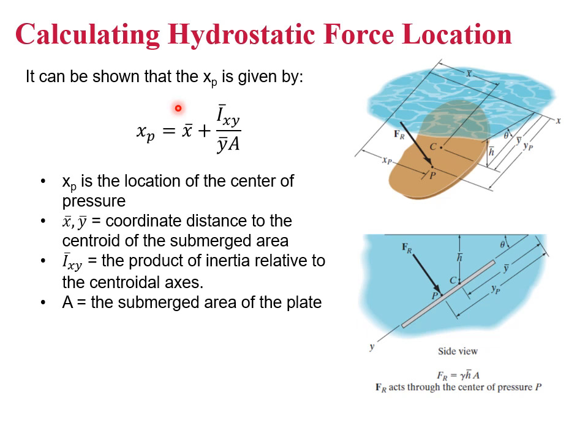Exactly the same way, the book finds the X sub P coordinate. X sub P is equal to X bar plus the product of inertia relative to the centroidal axis divided by Y bar times A.